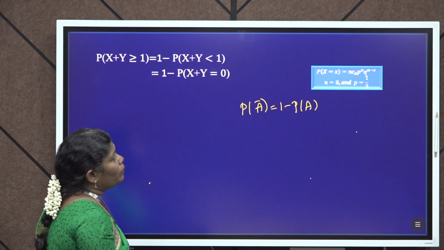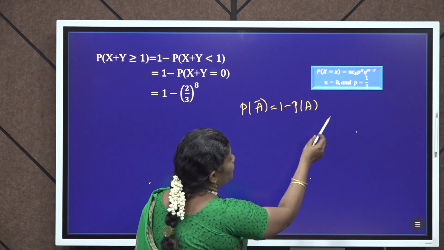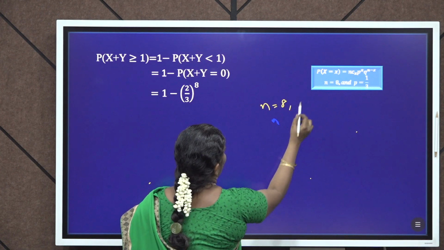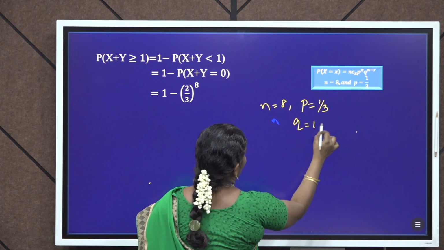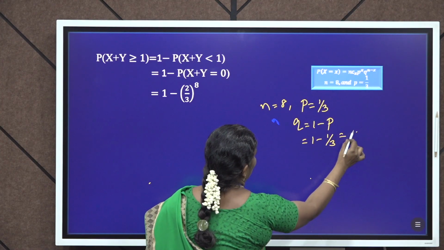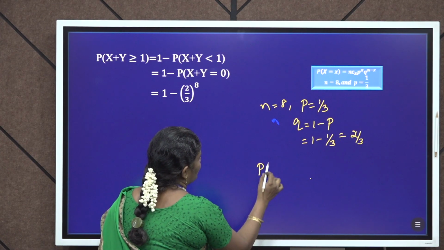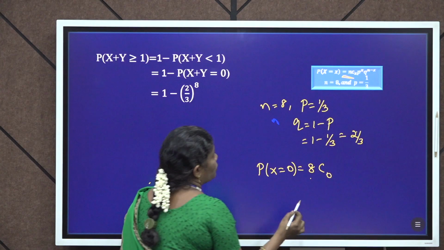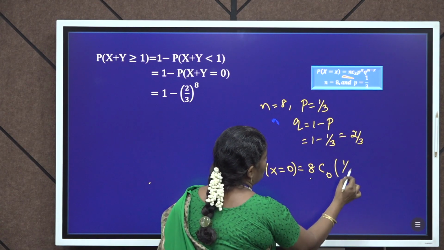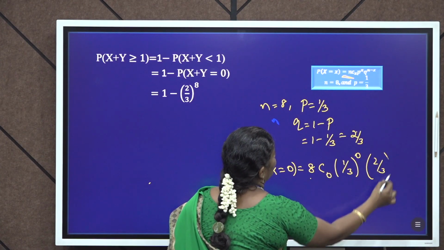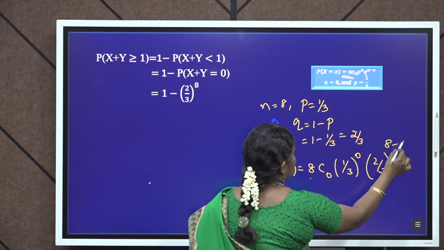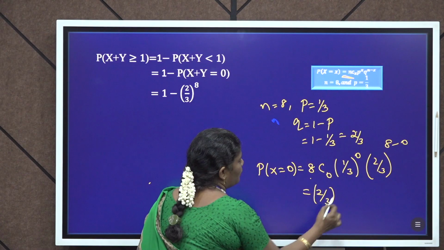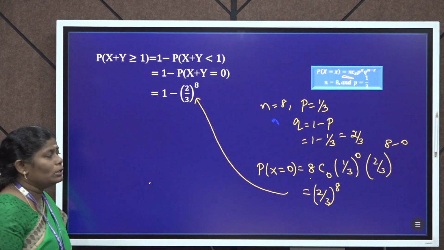In binomial distribution, P(X = x) = nCx p^x q^(n-x). Here n = 8, p = 1/3, q = 1 - p = 1 - 1/3 = 2/3. Therefore, P(X = 0) = 8C0 (1/3)^0 (2/3)^(8-0). Anything to the power 0 is 1, and 8C0 is 1, so this is equal to (2/3)^8. We get the answer 1 - (2/3)^8.